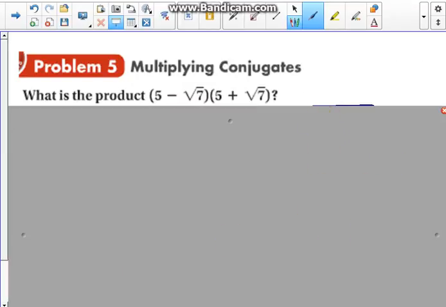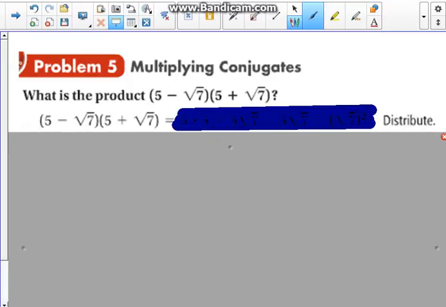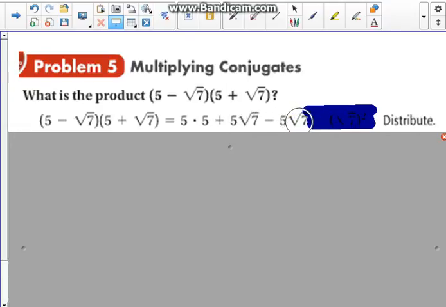So here we go, multiplying conjugates. What is the product of 5 minus radical 7 times 5 plus radical 7? So the first thing we're going to do is write our problem and then start our FOIL process. So we're going to have 5 times 5 first. Outside is 5 times radical 7. Inside is 5 times negative radical 7, which is negative 5 radical 7. And then last, we're going to have a negative radical 7 times a positive radical 7, which comes out to a negative radical 7 squared.